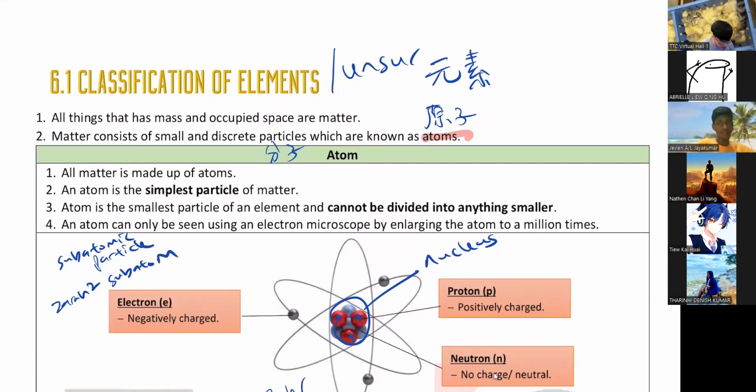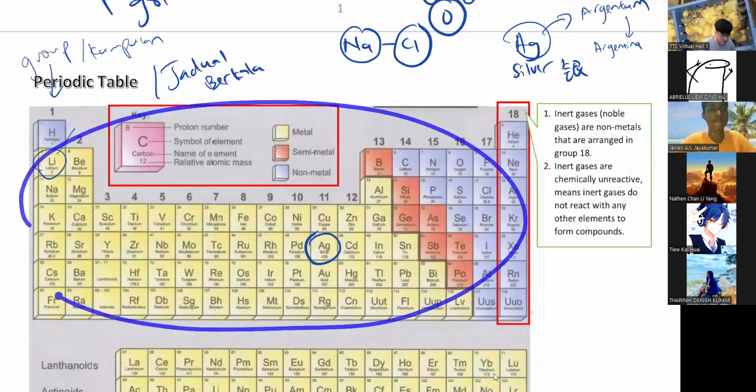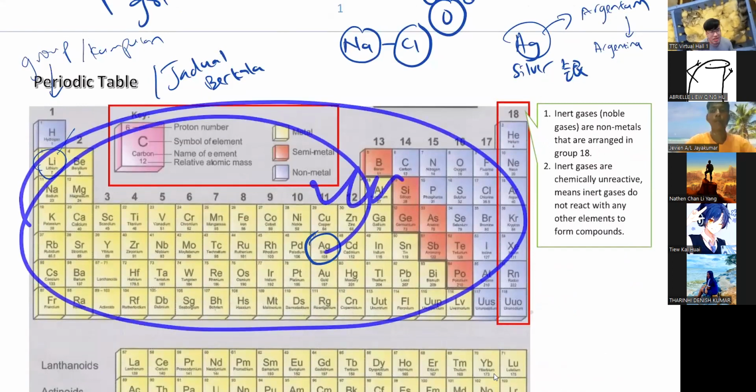Anyway, let's look at 6.1. This chapter is more interesting. This is not like your chapter 5, the particles chapter, the solid, liquid, gas chapter, the matter chapter. That is really boring, isn't it? So this chapter is slightly interesting. Hopefully later I have the time to talk a bit about the periodic table. Ooh, this is really interesting.